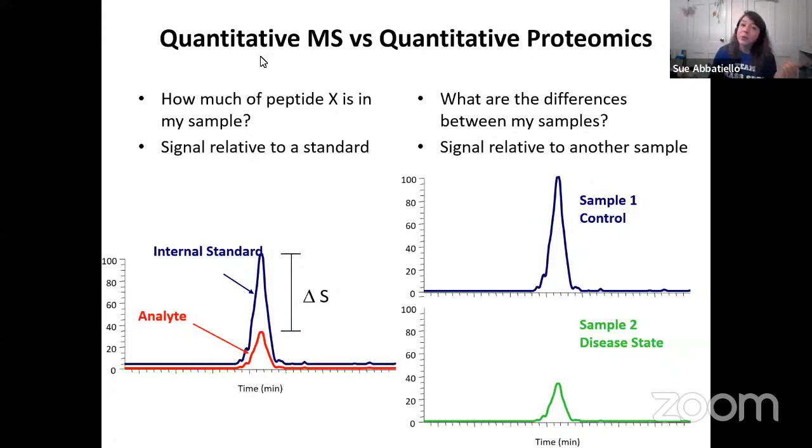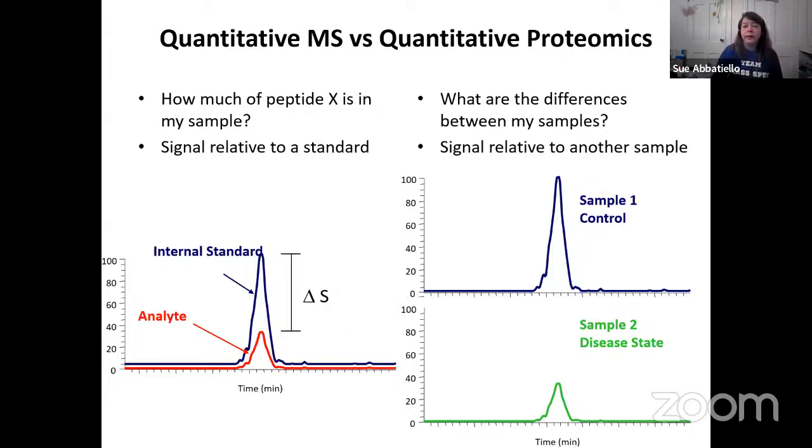How does that compare to quantitative MS or targeted? In this case, you'd be looking at that field of flowers and you're like, just go look at the yellow ones. I'm going to ignore everything else. They're still there, but your focus is on a smaller subset of the peptide population. So the idea here is you're asking the question, how much of peptide X is in my sample? And then you can quantify it relative to a standard.